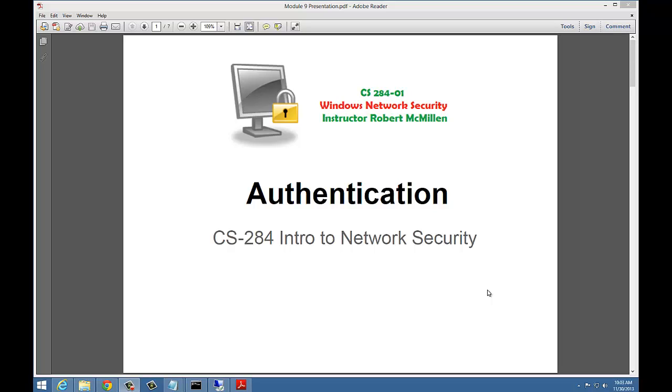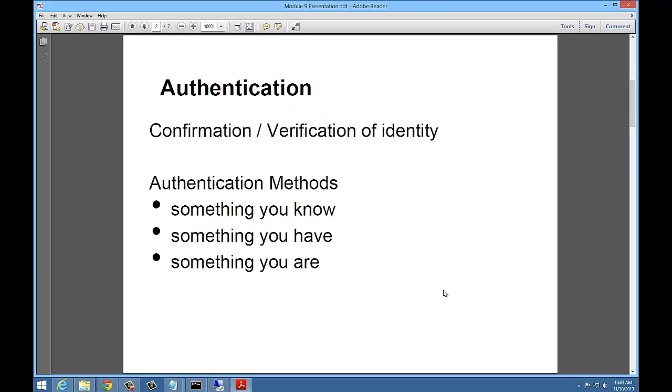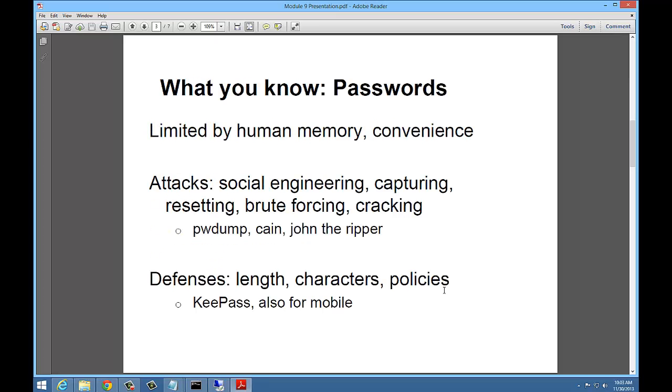I am your instructor, Robert McMillen, and we are in our final module, Module 9, where we're going to talk about authentication. Authentication is basically the confirmation and verification of one's identity. There are several different authentication methods: something you know, something you have, and something you are, which we will go into here. Let's talk for a moment about what you know.